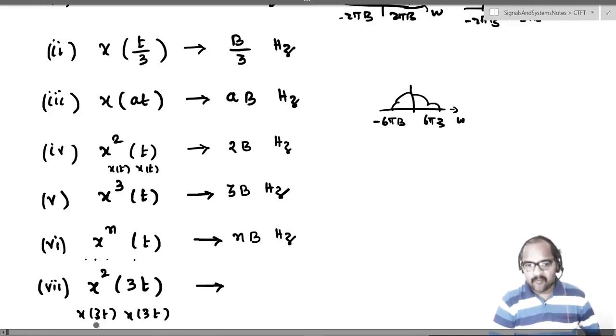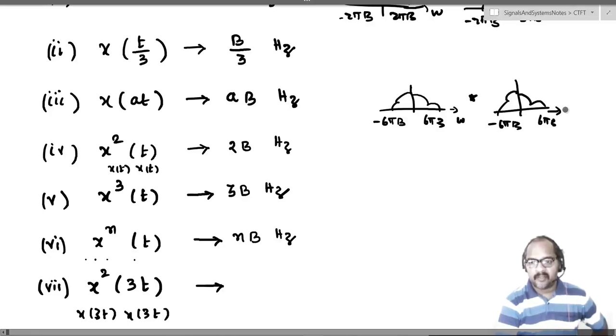Correct? X of 3t will have Fourier transform from minus 6 pi b to plus 6 pi b, and because we are multiplying in time domain, in frequency domain it will become convolution. So again you will get from minus 6 pi b to plus 6 pi b. This is the Fourier transform of x of 3t multiplied with x of 3t. So overall function exists from where to where? Minus 12 pi b to plus 12 pi b.